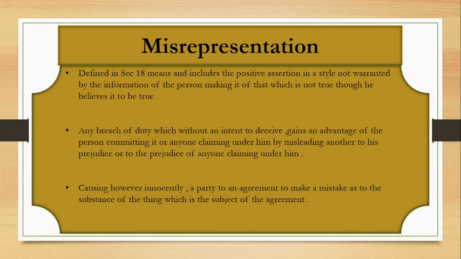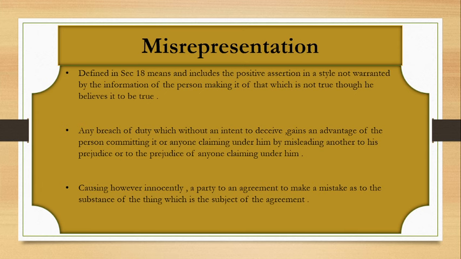Misrepresentation. Misrepresentation is not like fraud. It can be from an innocent intention also, but it is another thing that it becomes wrong afterwards. Defined in Section 18, it means and includes the positive assertion, in a manner not warranted by the information of the person making it, of that which is not true, though he believes it to be true. It means that innocently also, one party can assert something to the other party, but it was not his intention really. But it is still a misrepresentation which will lead to a voidable contract.